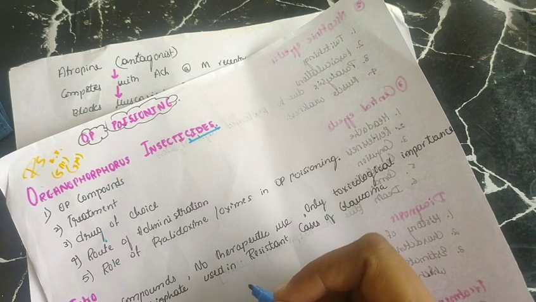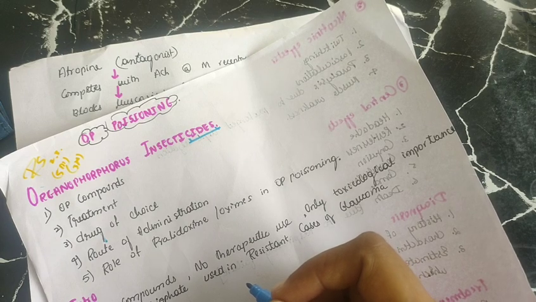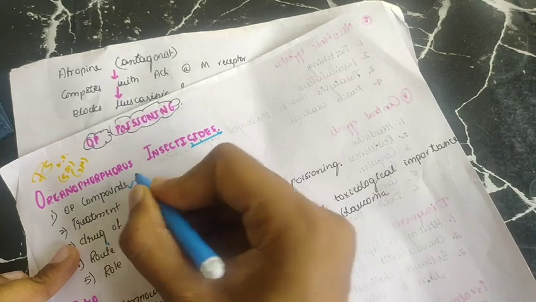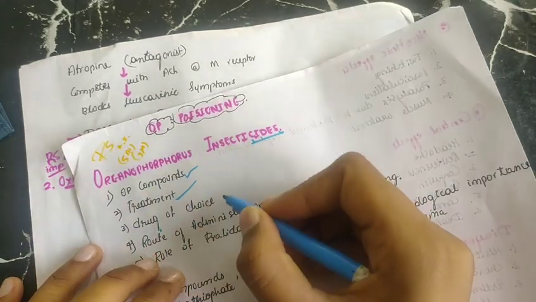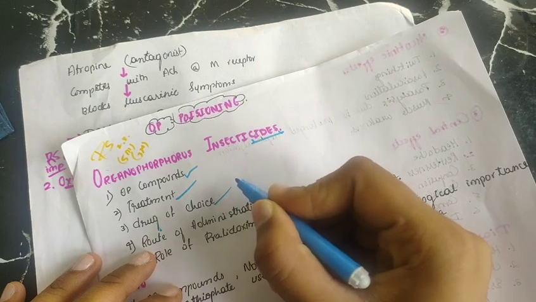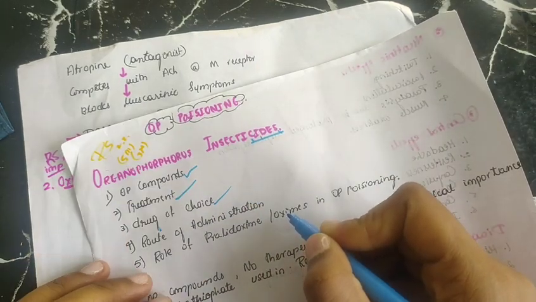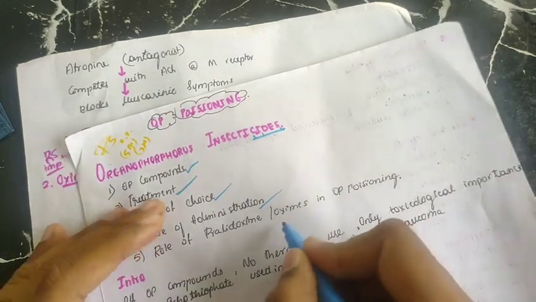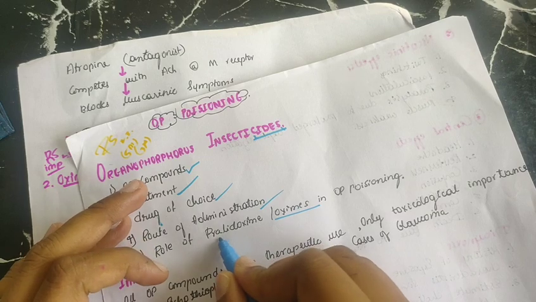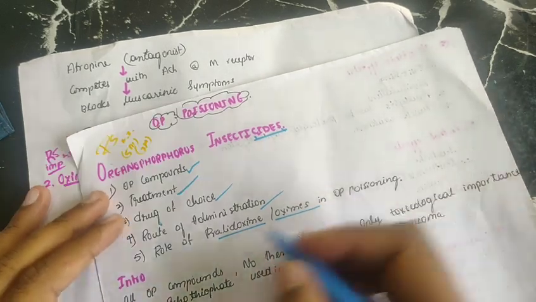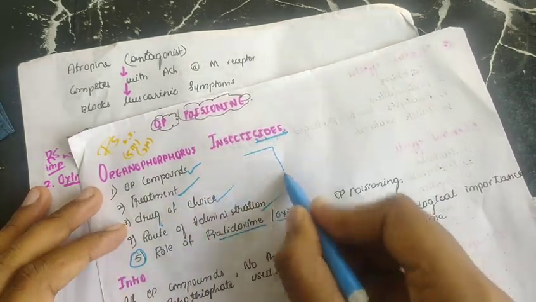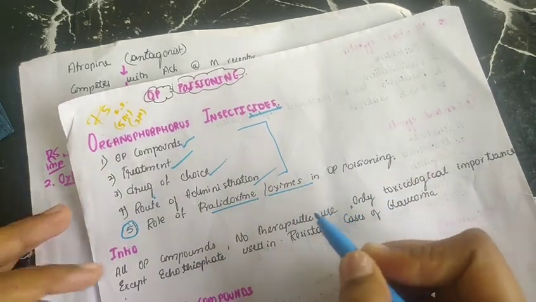This is important for 5-mark questions and also 3-mark questions, that is, for short essay and short answer. The sub-questions under OP poisoning are the compounds of OP poisoning, the treatment and how we treat the condition, the drug of choice, the first drug given in that condition and its route of administration, and the role of oximes, mainly pralidoxime, in OP poisoning. The role of oximes I'll teach you in another video. In this video I'll cover all these along with the signs and symptoms of OP poisoning.